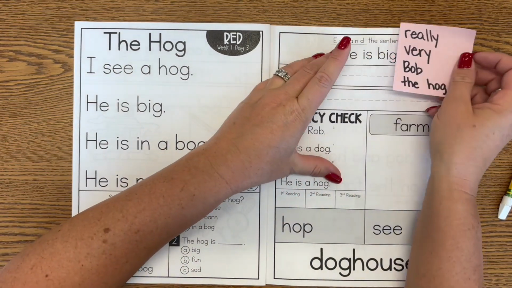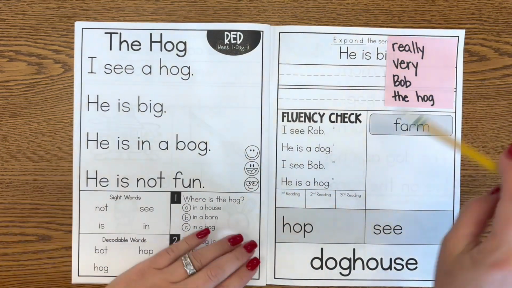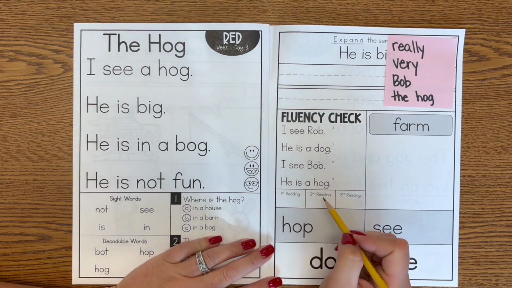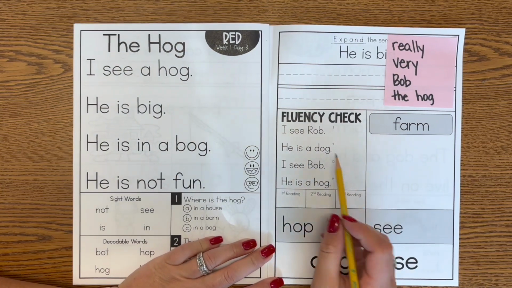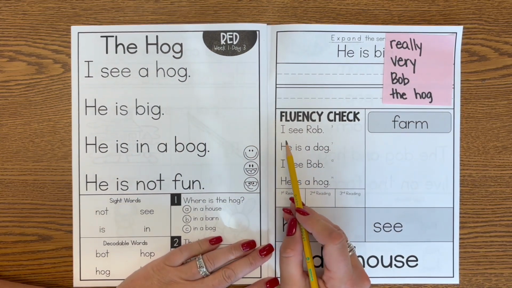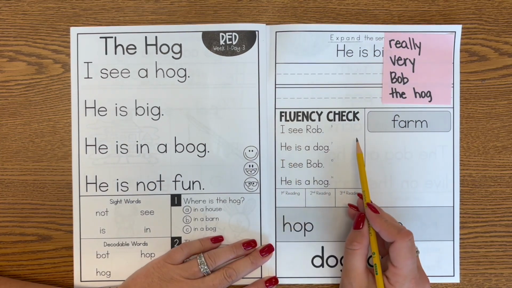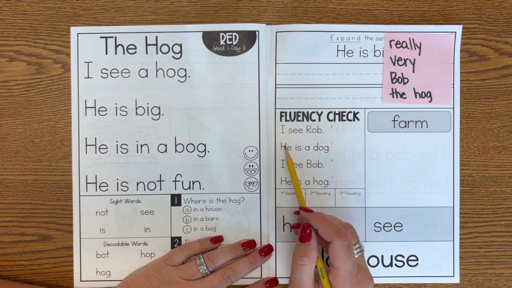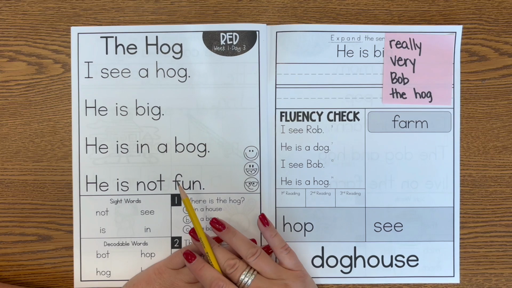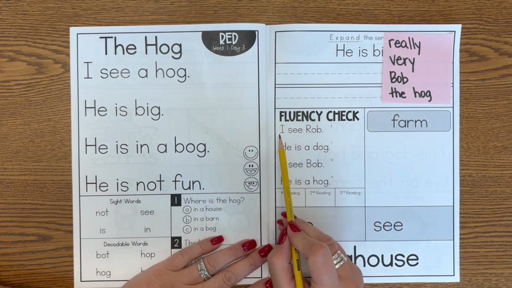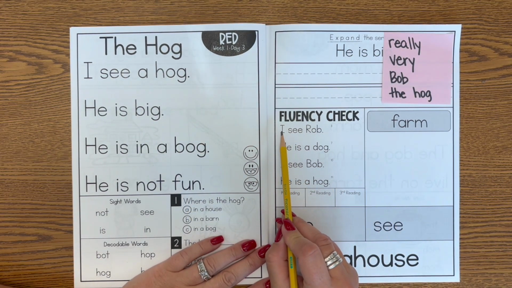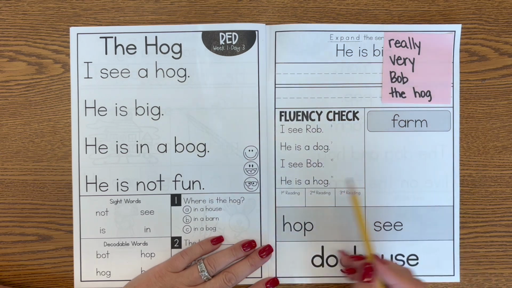Then we have a fluency passage. This is included because a lot of students have goals around fluency, and it is good. We know that kids who can read more fluently tend to have better comprehension. So it's just one thing along with many that we need to practice. So with this, I have my students read, I see Rob. He is a dog.